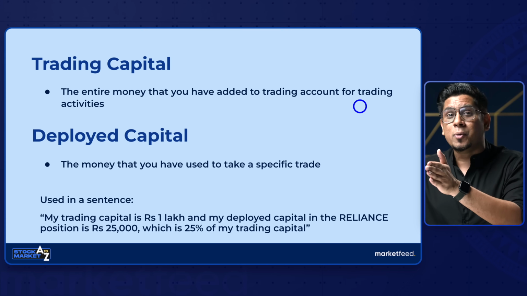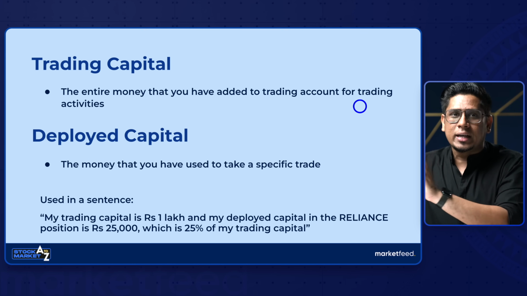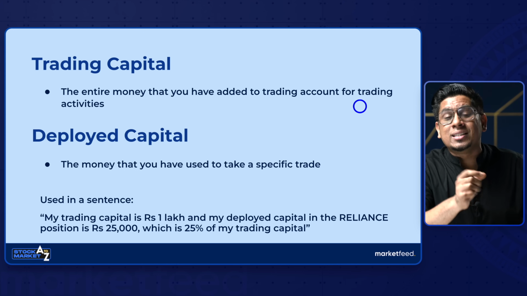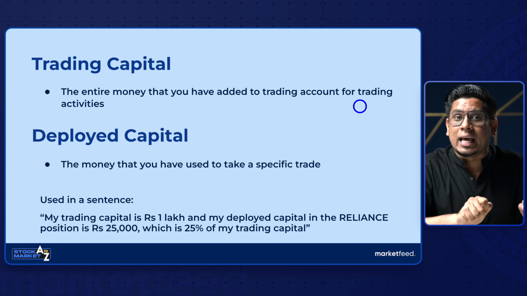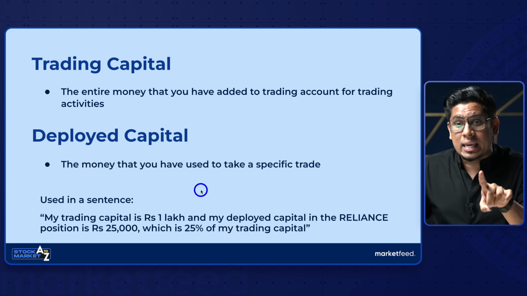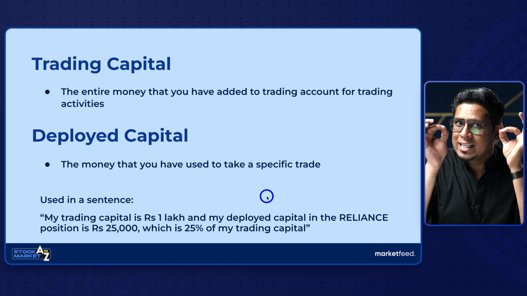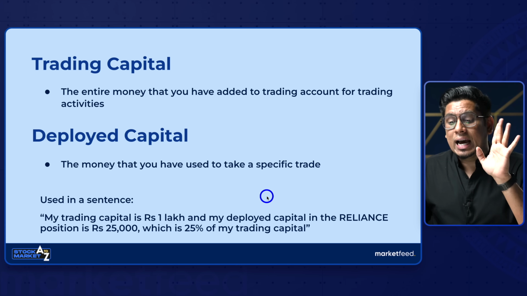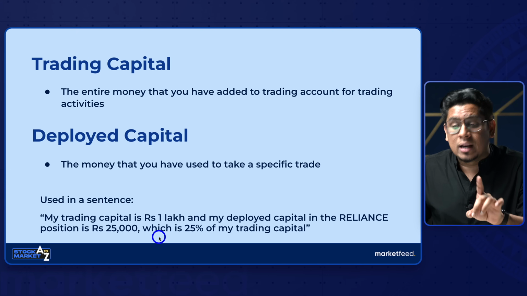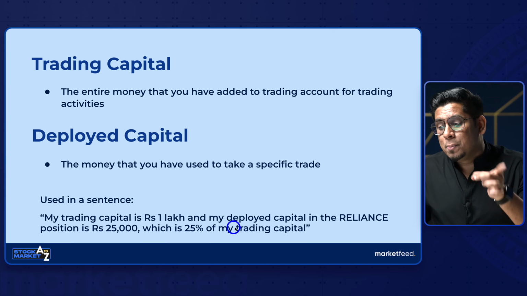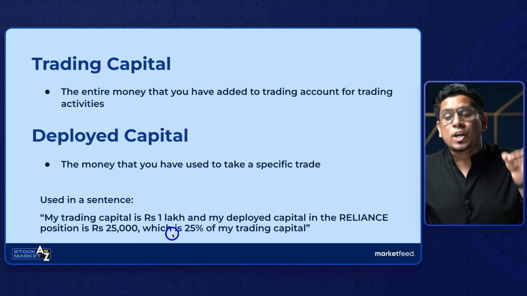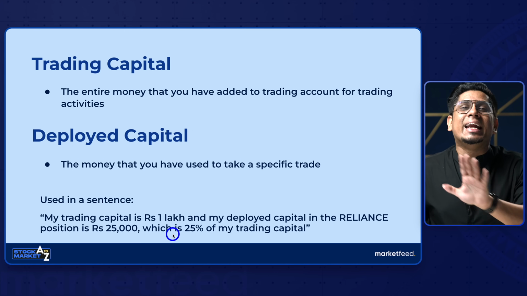Maybe for investment purpose, you would have put another 1 lakh rupees. Let's not take that into consideration. For trading purpose, if you would have added 1 lakh rupees, that is called your trading capital. Now, the next term here is deployed capital. Deployed capital is the money that you have used to take a specific trade. Now, when we read the used in a sentence, you'll understand this even better. My trading capital is rupees 1 lakh. And my deployed capital in the Reliance position is rupees 25,000, which is 25% of my trading capital.